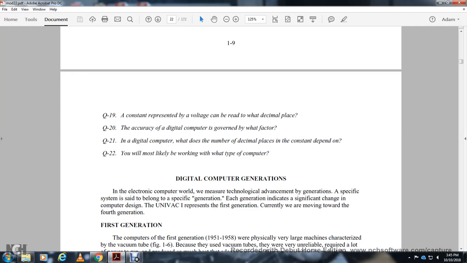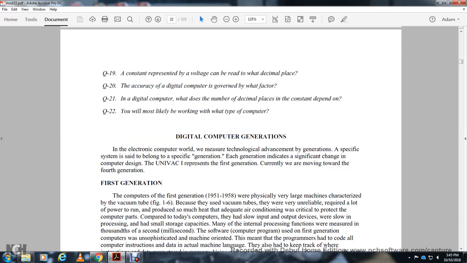In our digital computer generations, we measure the technical advance of a specific system along with the specific generation. Each generation indicates a significant change in computer design. UNIVAC represents the first generation. Currently, we are moving toward the fourth generation.